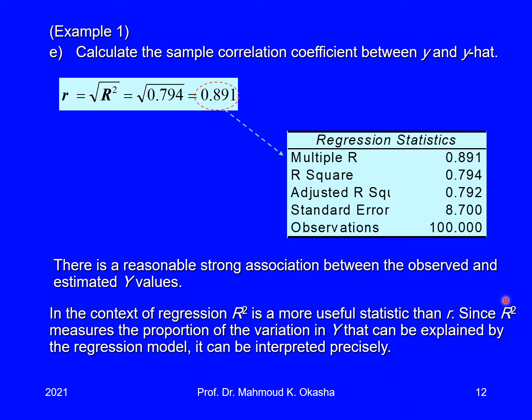So in the context of regression, R squared is a more useful statistic than R, since R squared measures the proportion of the variation in Y that can be explained by the regression model, and can be interpreted more precisely than R. So we can rely on the interpretation of R squared better than relying on the interpretation of the ordinary correlation coefficient R, right?